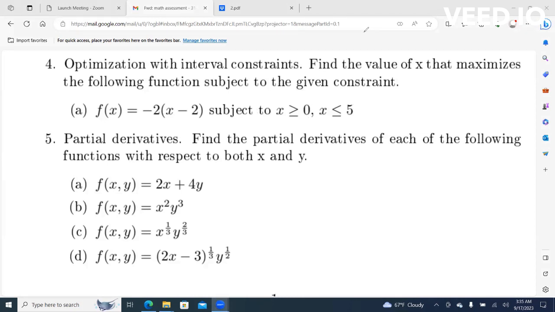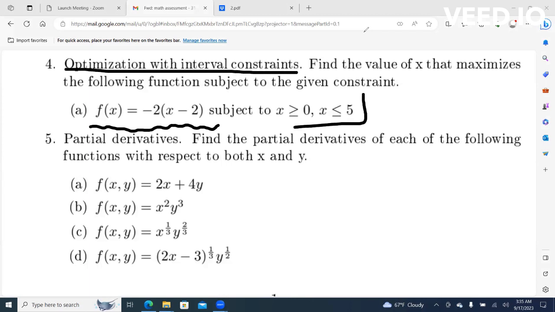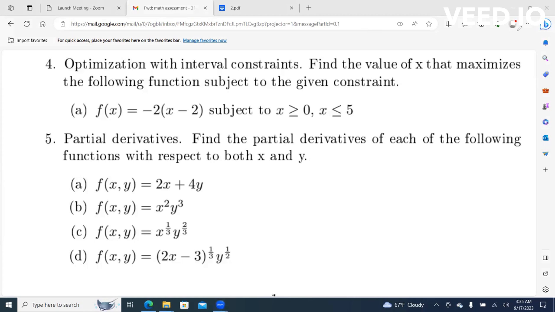The previous video, number 3, just means we don't have any constraints added. Optimization with interval constraints just means that we have domains that we have set to this thing here. Yeah, so it's always the same. It's always going to be maximizing, not minimizing. But how do we maximize? Take the derivative, set it equal to 0, solve for x.